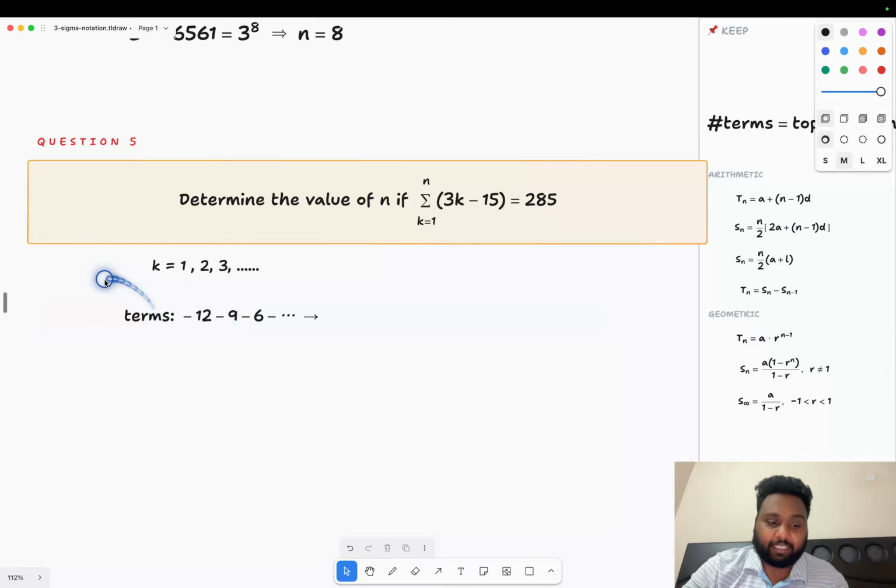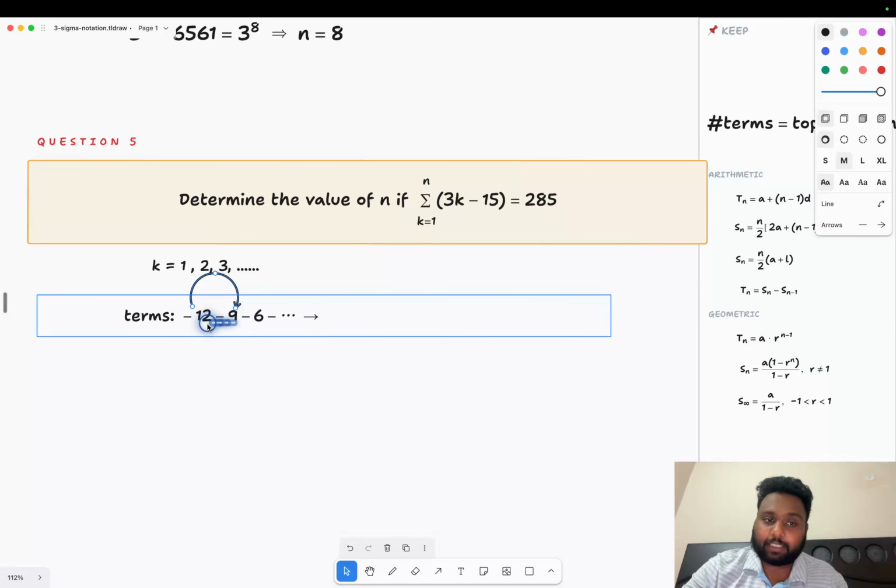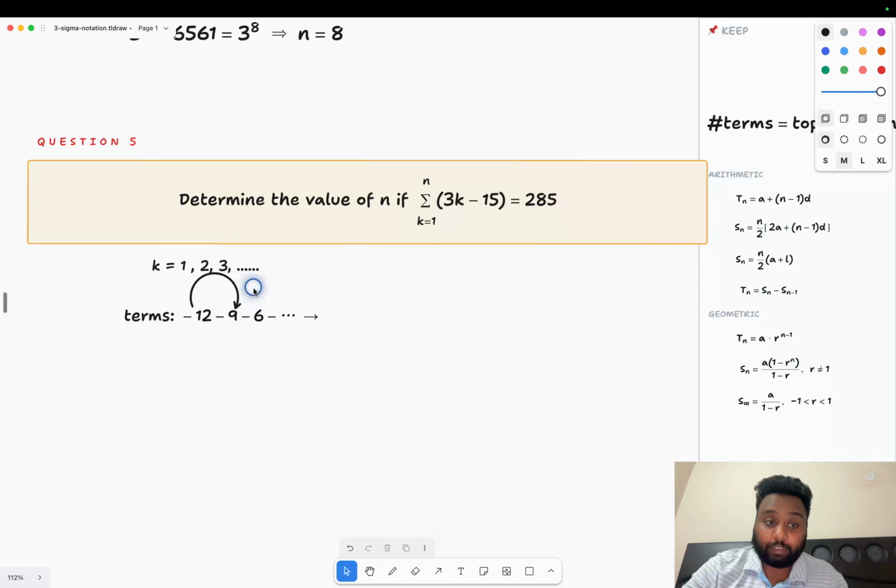What type of series is this? When I subtract minus 12 from minus 9, the difference is 3, right? Every time we have a difference of 3 between consecutive terms. Both places the difference is 3, right?